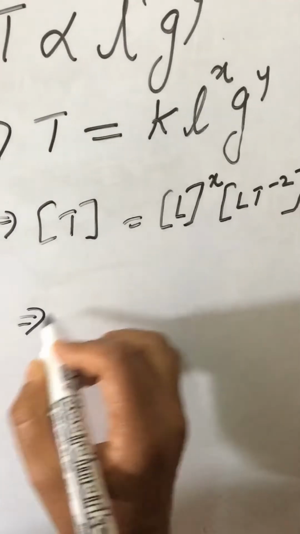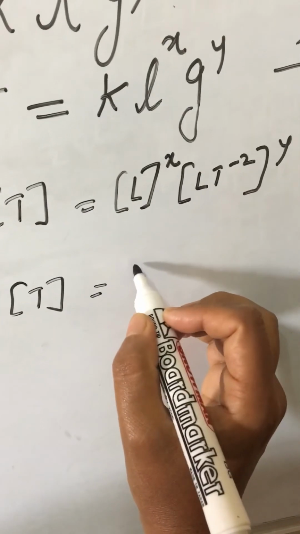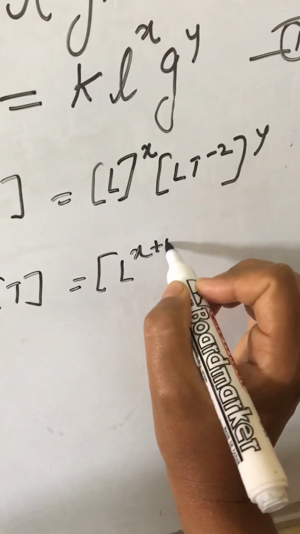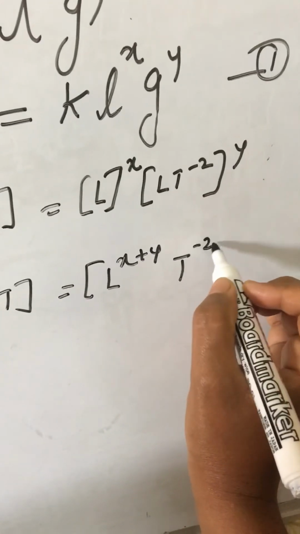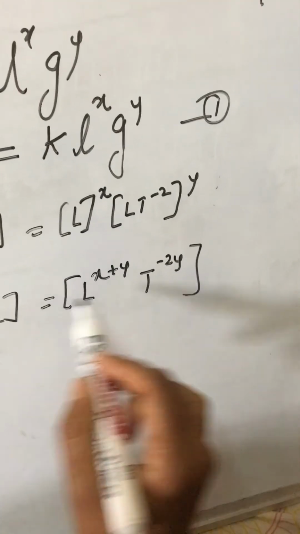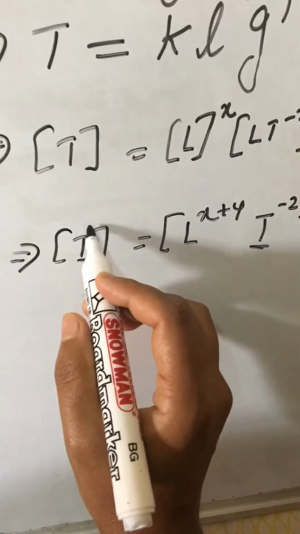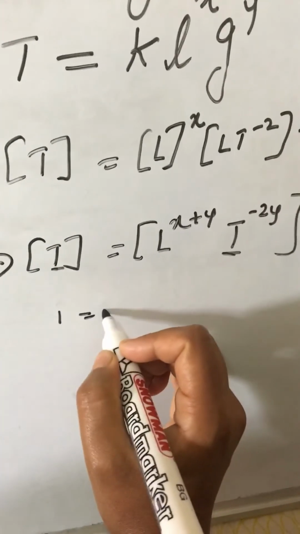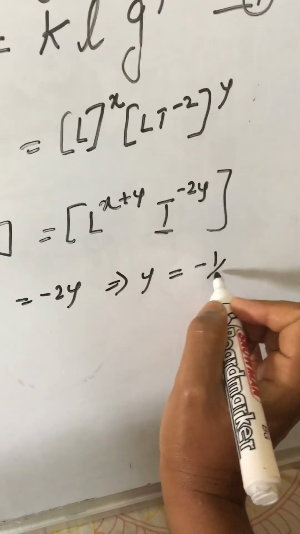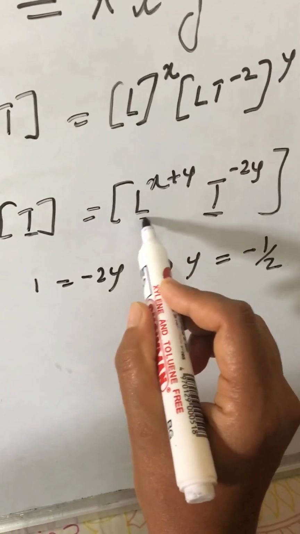Then this T, L to the power x, and there is y, so x plus y. I hope you understand the steps, right? Minus 2y. Then if you equate it, this is T, this is T, and in between the equal to is there. That means the powers also have to be the same. So here the power is 1, and here the power is minus 2y. What does it mean? y is equal to minus half. We got it, right?